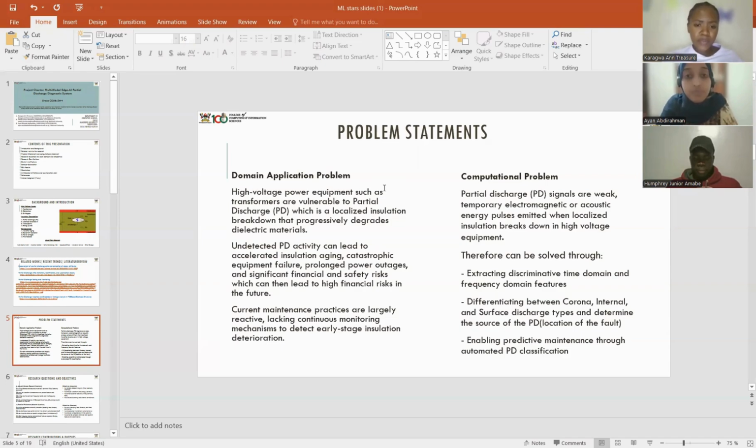The current issue is that the current maintenance practices that we have are largely reactive. They lack continuous monitoring mechanisms that can detect early stage insulation deterioration, especially in Africa.